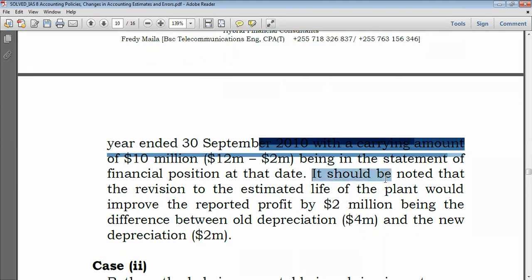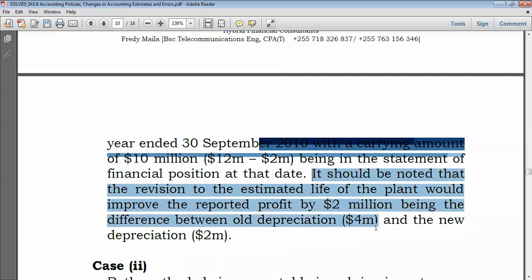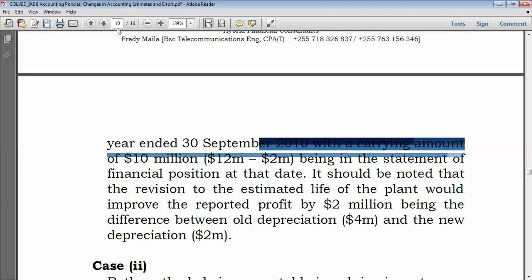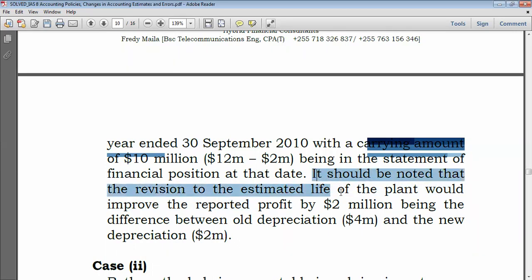It should be noted that the revision to the estimated life of the plant would improve the reported profit by 2 million, being the difference between old depreciation and the new depreciation. All right, I hope everything was fine, but my main point here, the time was almost over. Let's just wind up. We are told here that it should be noted that the revision to the estimated life of the plant would improve the reported profit by 2 million, being the difference.